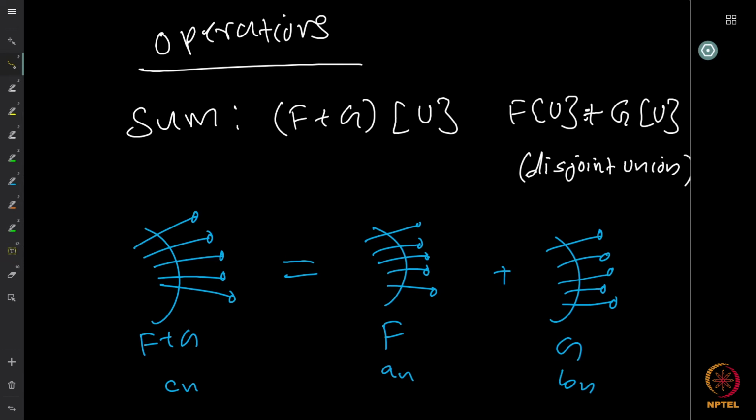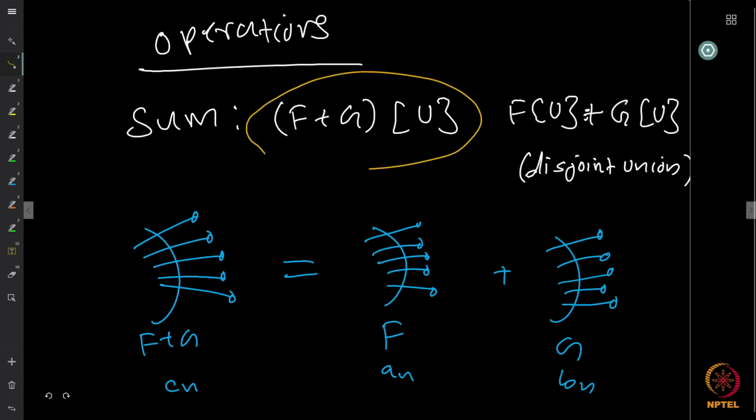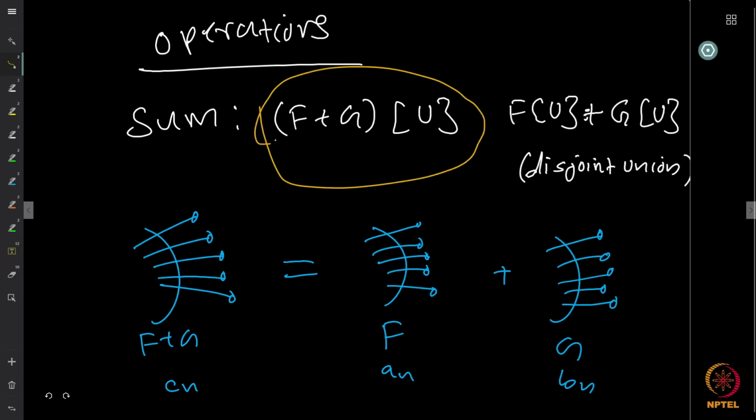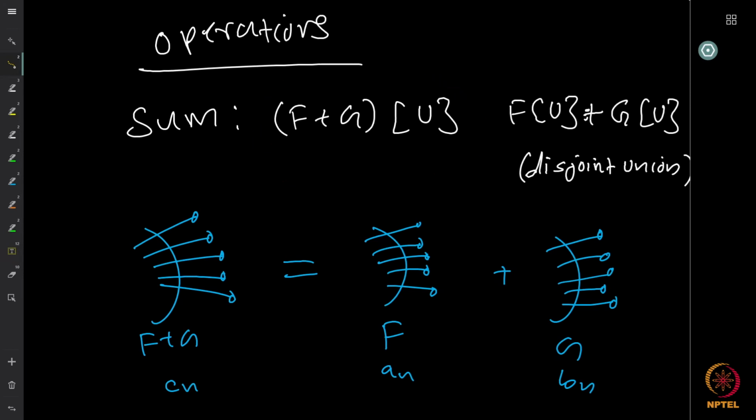So what is the meaning of the sum of two species? Given species F and G, consider F plus G of U. This is the basic way to define any operation on species. Given any finite set U, the species tells you the rule to generate the structures on U. So F plus G of U should tell you how to do that. And I define this as the disjoint union, F of U plus G of U.